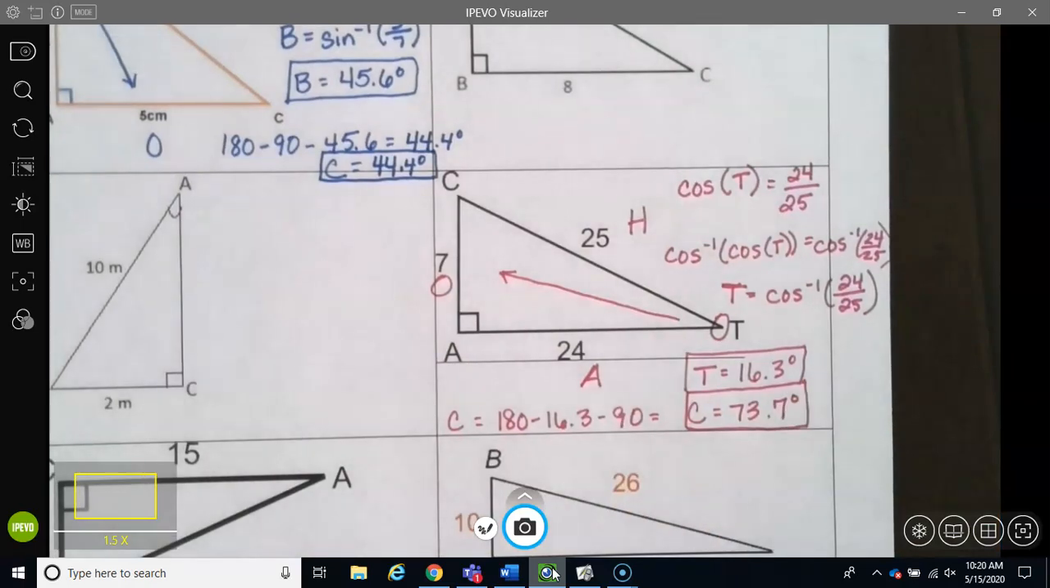If you've noticed, last week when we were finding missing sides, we used just sine, cosine, and tangent. This week when we're finding angles, we have to use sine inverse, cosine inverse, and tangent inverse. And it'll always be that way. So just know if you're finding an angle, you got to use the inverses. If you're finding a side, then you just use the regular sine, cosine, and tangent.